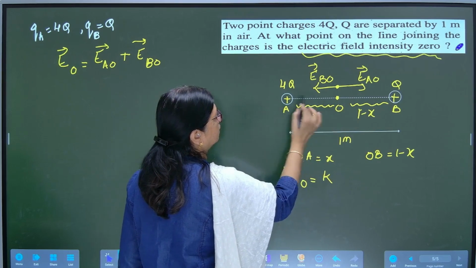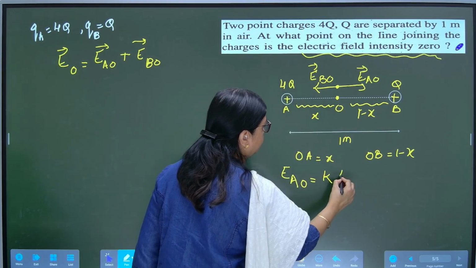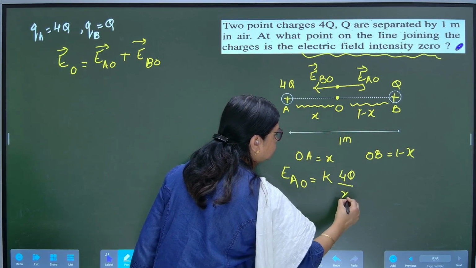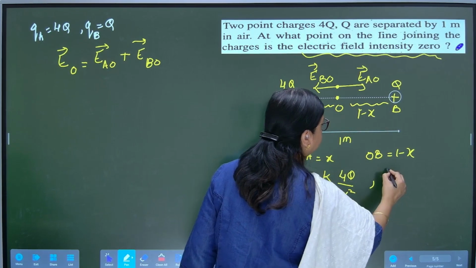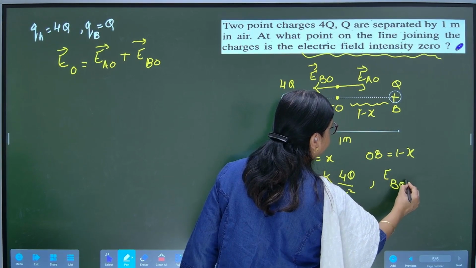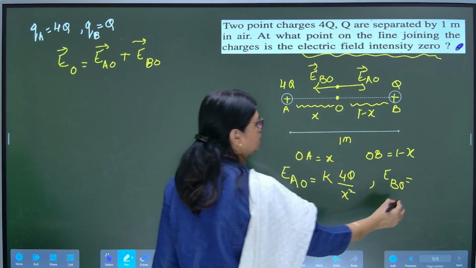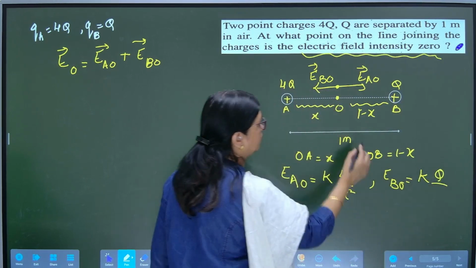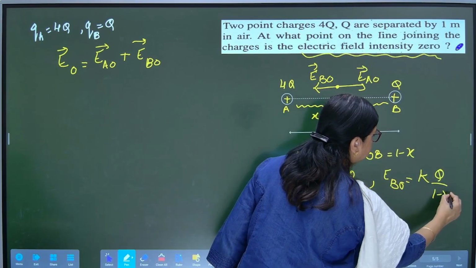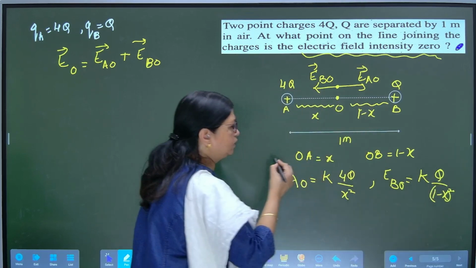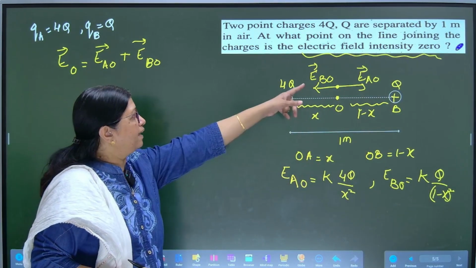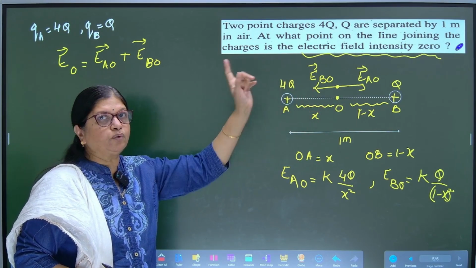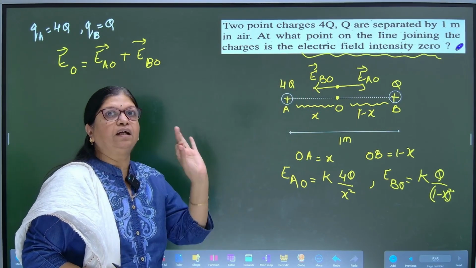What is the charge for A? 4Q. And what is the distance for AO? X square. Again, the magnitude of EBO. What is the charge? Q at B. So I'll write here Q. What is the distance? 1 minus X, the whole square. Now I substitute these values here, remembering that the electric field is of opposite directions. So one of them I have to write as negative.